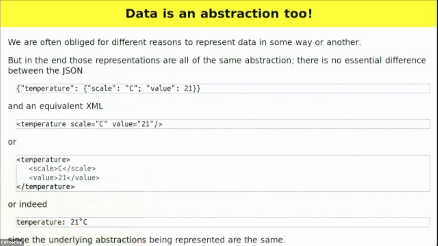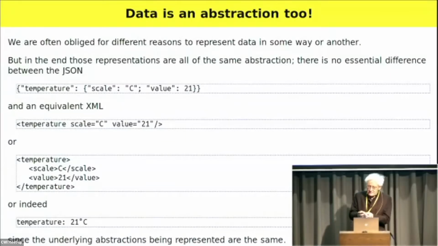Now, data is an abstraction as well. And the problem is that because we always have to deal with representations, we tend to mix up the representations and the abstractions in our head. But in the end, those representations are of the same abstraction. There's no essential difference between the JSON for a temperature scale Celsius value 21 or equivalent XML in 2 different serializations, or indeed just saying temperature 21 degrees Celsius. The underlying abstractions remain the same.